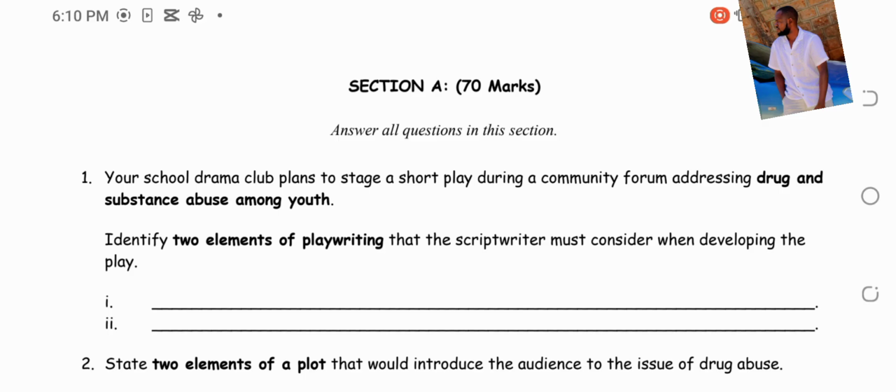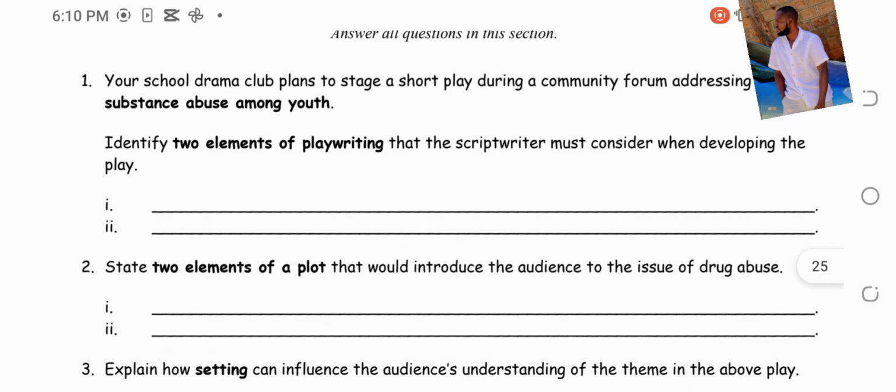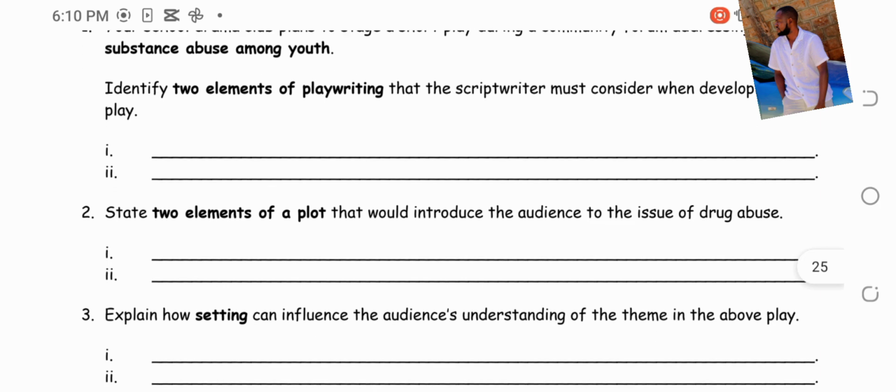Your school drama club plans to stage a short play during a community forum addressing drug and substance abuse among youth. Identify 2 elements of playwriting that the scriptwriter must consider when developing the play. We can have plot, character, sequence, theme, among others. Those are the many elements of a play.